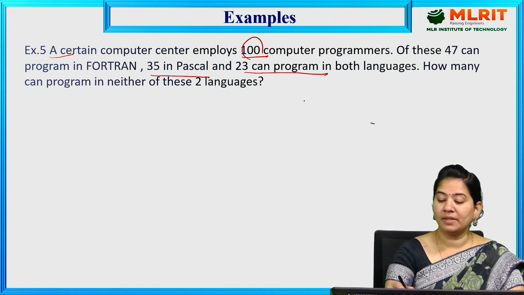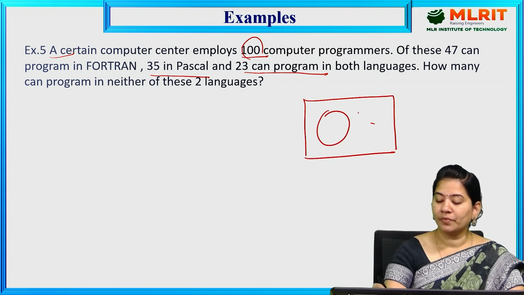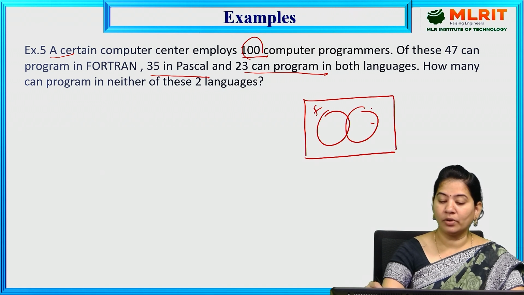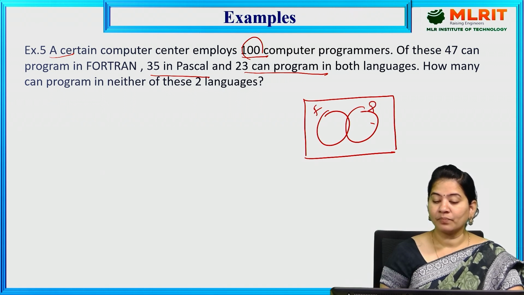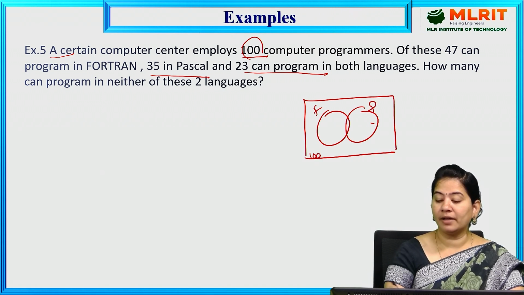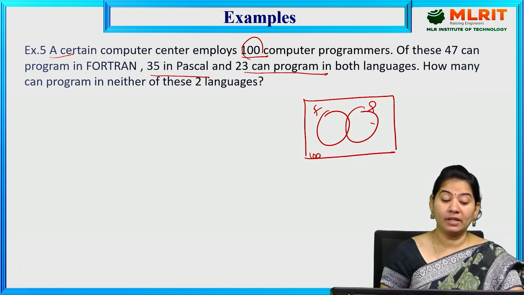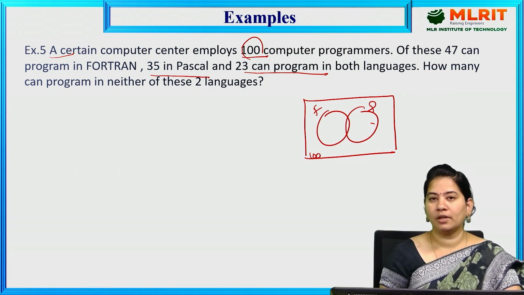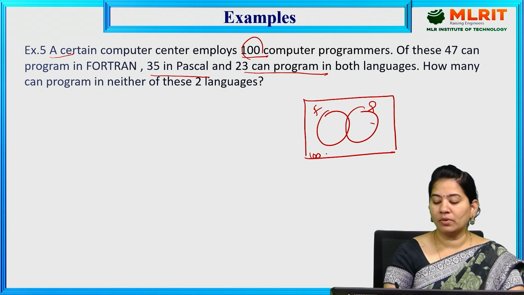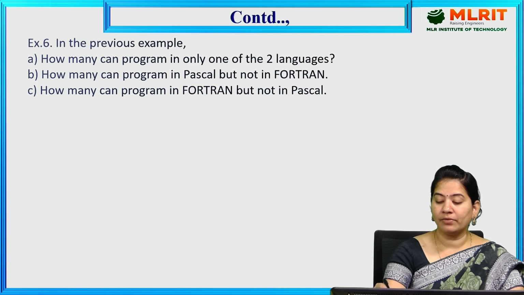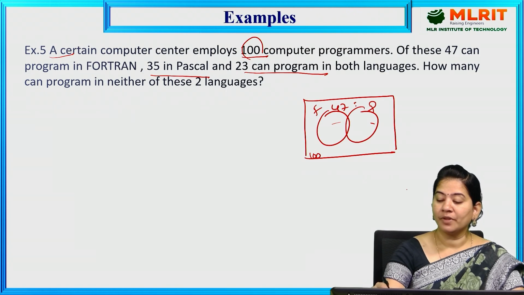So now if you represent this in a figure, this is who can program in Fortran and who can program in Pascal. Now, altogether we have 100. Out of this 100, only 47 can program in Fortran. So 47 can program in Fortran means what? Combinedly you will get 47 here and combinedly you can get 35 here. Why? Because 35 can program in Pascal.